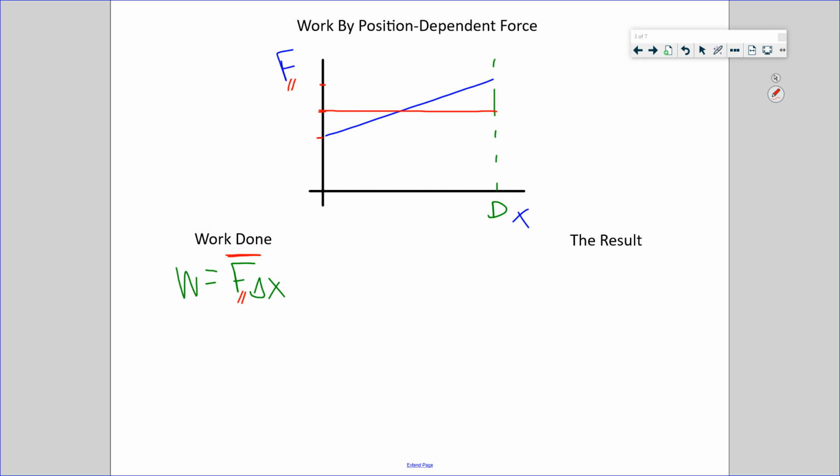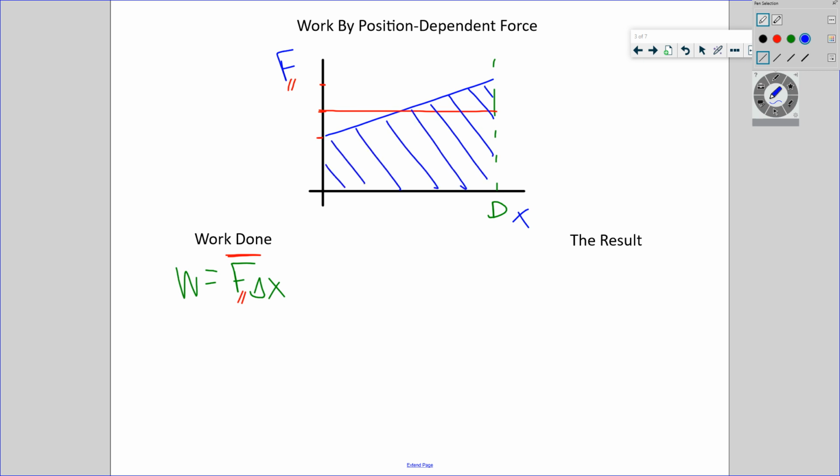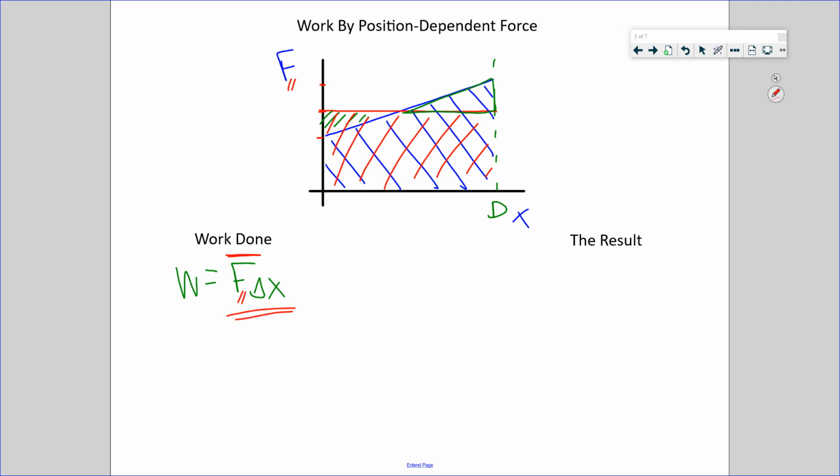But what I want you to notice is that this area has an extra part above the red line, but is missing this part below the red line. So the area of the blue shape and the area of the red shape are the same. The area of the red shape is quite literally the average force times the displacement, and the area of the blue shape is the same thing. Work is the area under the curve. This work will accomplish some change in system energy.